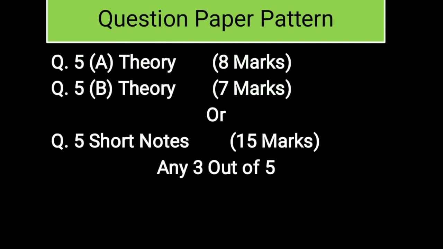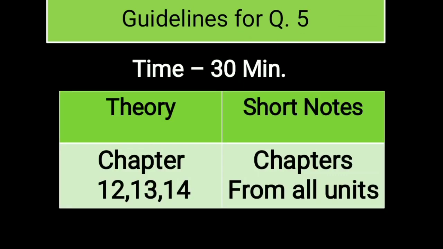Now the next one is question number 5. Over here you have an internal option of theory and theory. Here we are not having any practicals, but for the long questions you have an internal option of short notes. The short notes are for 15 marks. You have to attempt any 3 out of the 5. Each short note is for 5 marks. But over here I'll suggest to the students to go for the first part, that is the long answers of 8 marks and 7 marks. Let's understand this in detail.